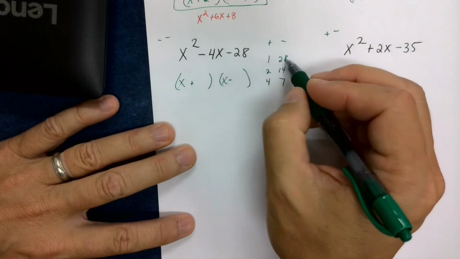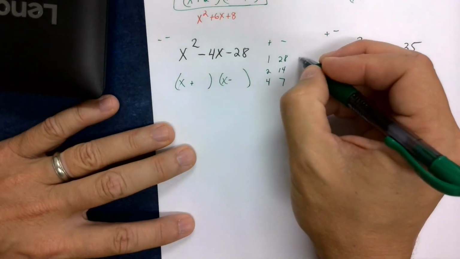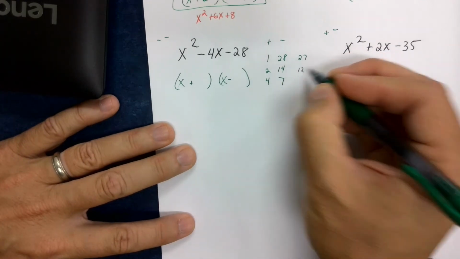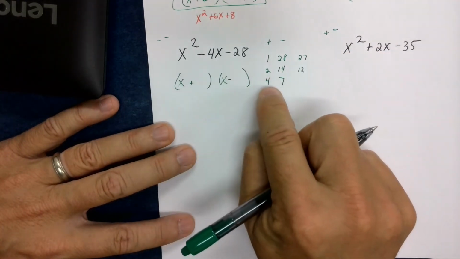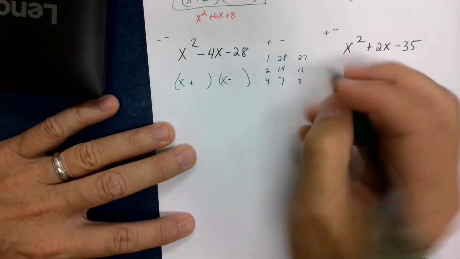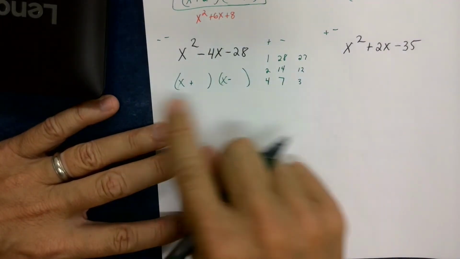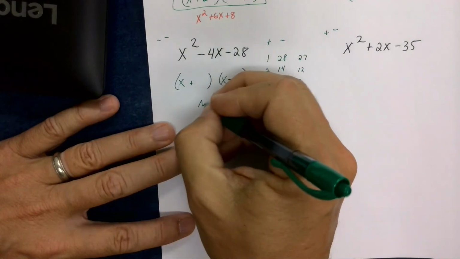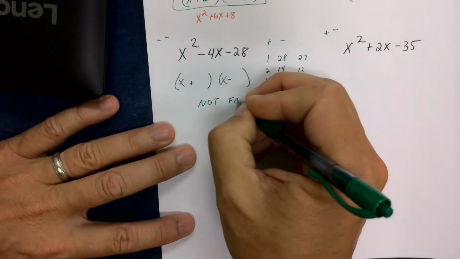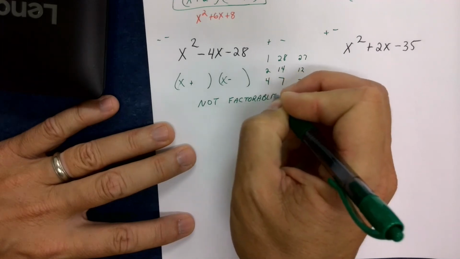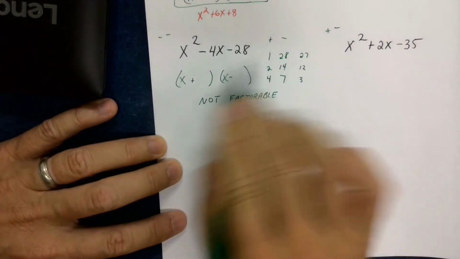Well, if it's negative 1 and 28, that's a difference of 27. That's not 4. 2 and 14 is a difference of 12. That's not 4. And 4 and 7 is a difference of 3. That's not 4. So it could be that these things are not factorable. It doesn't mean that they have to all work. They're not going to all work. Okay? This one's not factorable at all.